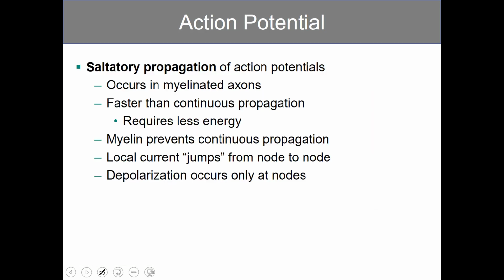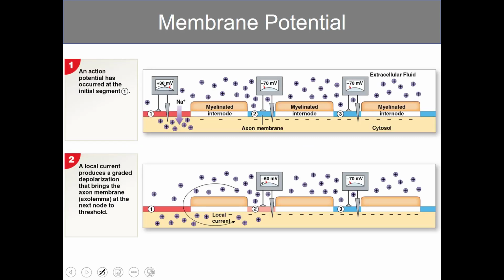Saltatory propagation occurs in myelinated axons, and it's faster than continuous propagation. It's going to require less energy because the myelin prevents continuous propagation. And because of the presence of the myelin, that current has to jump from areas of the axon that are identified as nodes. So they jump from node to node. And depolarization only occurs at those nodes. Let's look at an example that might be a little easier to follow.